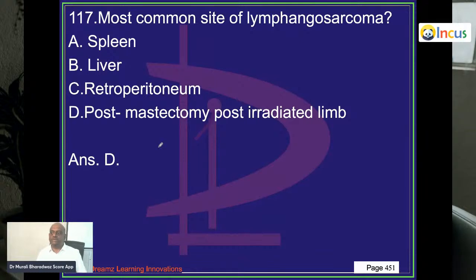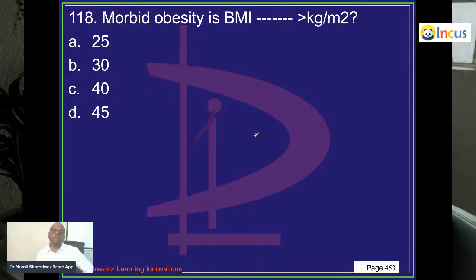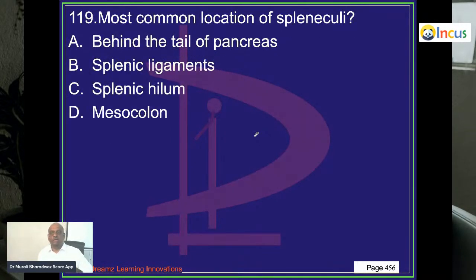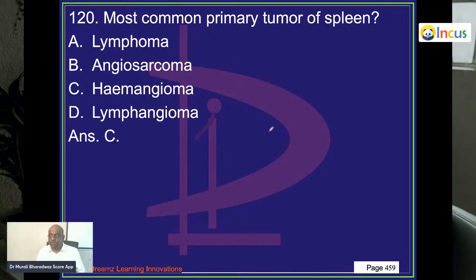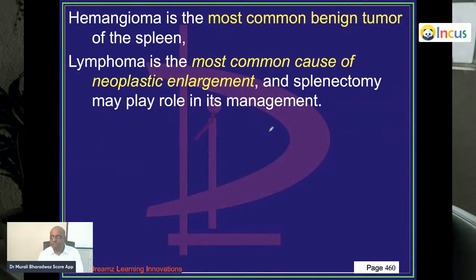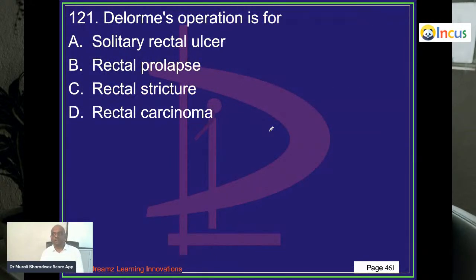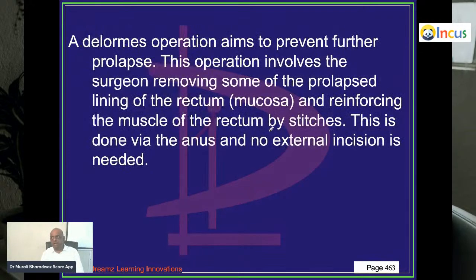Most common site for lymphangiosarcoma is post-mastectomy. That lymphedema, if you irradiate it, then that leads to lymphangiosarcoma. When do you call morbid obesity? More than 40 kg per meter square. Where will you find spleniculi? Typically, the splenic hilum is the location where a lot of small splenic tissue can be found, called spleniculi. What is the most common primary tumor of spleen, doctor? Lymphoma. And most common benign is hemangioma. Delorme operation is for rectal prolapse.